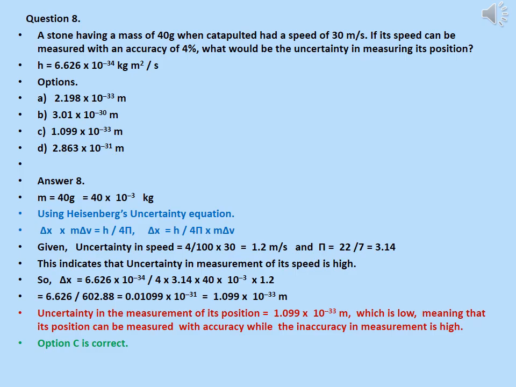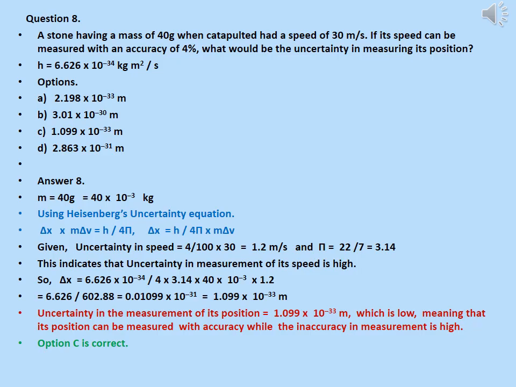Question number 8. A stone having a mass of 40 grams when catapulted has a speed of 30 meters per second. If the speed can be measured with an accuracy of 4%, what would be the uncertainty in measuring its position? H.